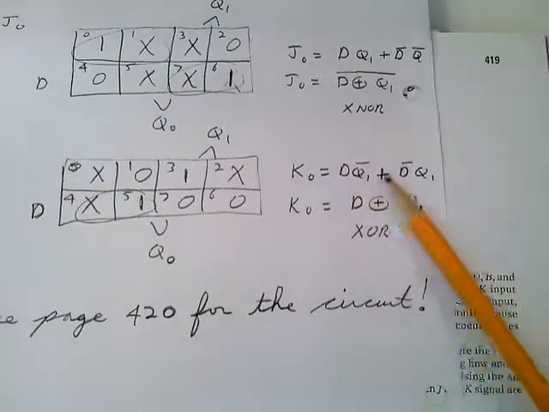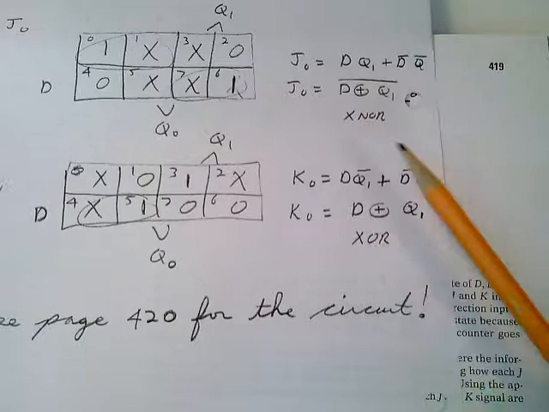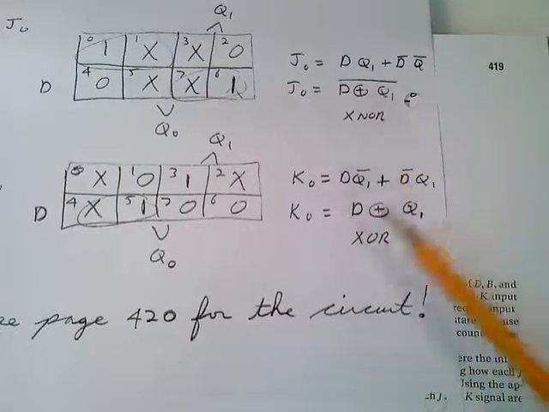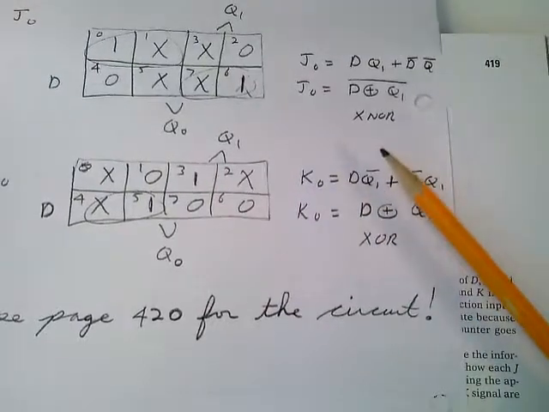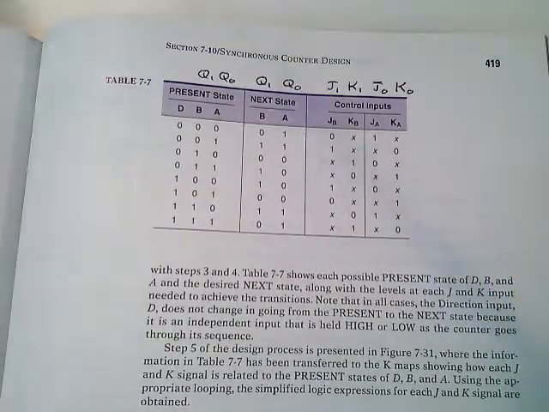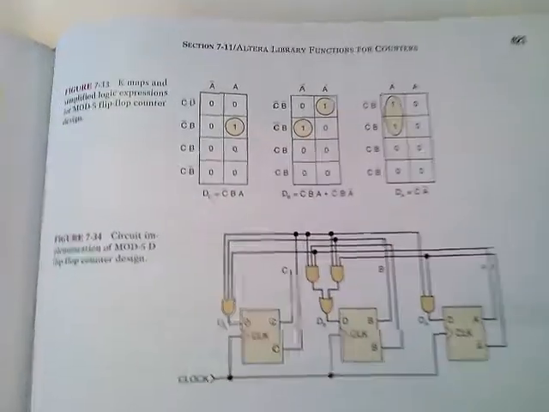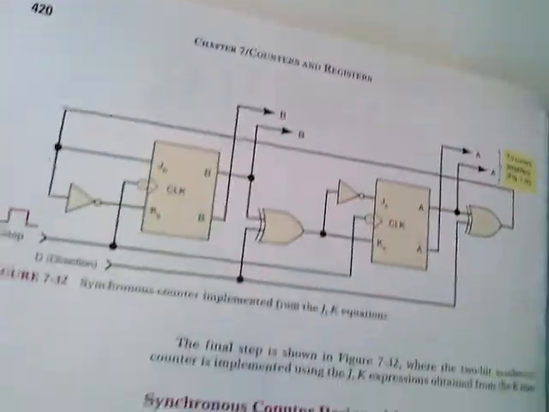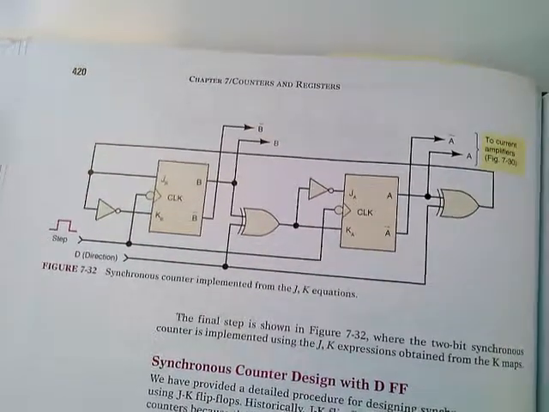Now, you could build these using the additional gates here, but why not just use an exclusive OR gate or exclusive NOR gate? And that's what I'm showing you here. So, finally, you realize the circuit. And depending on what textbook you're using, you just take and build that particular circuit. And this is that circuit right here.